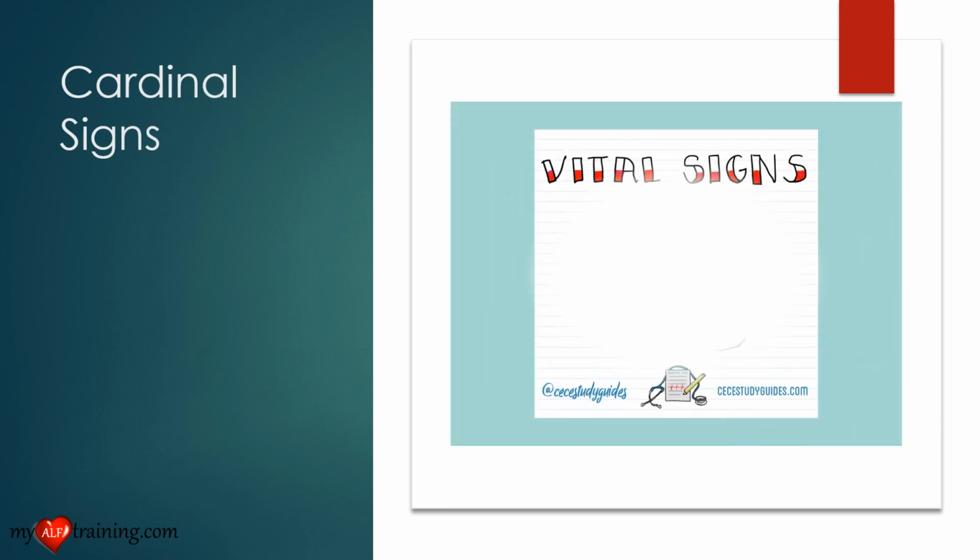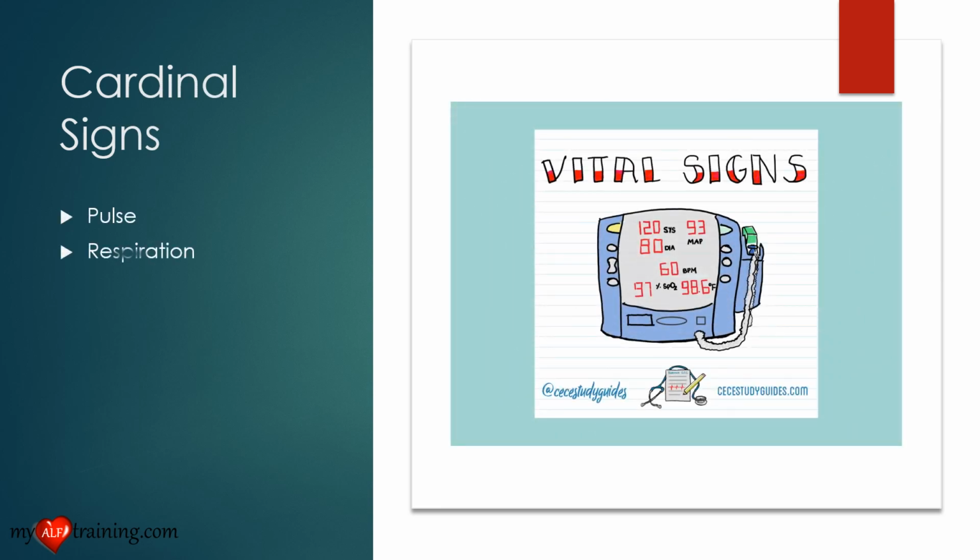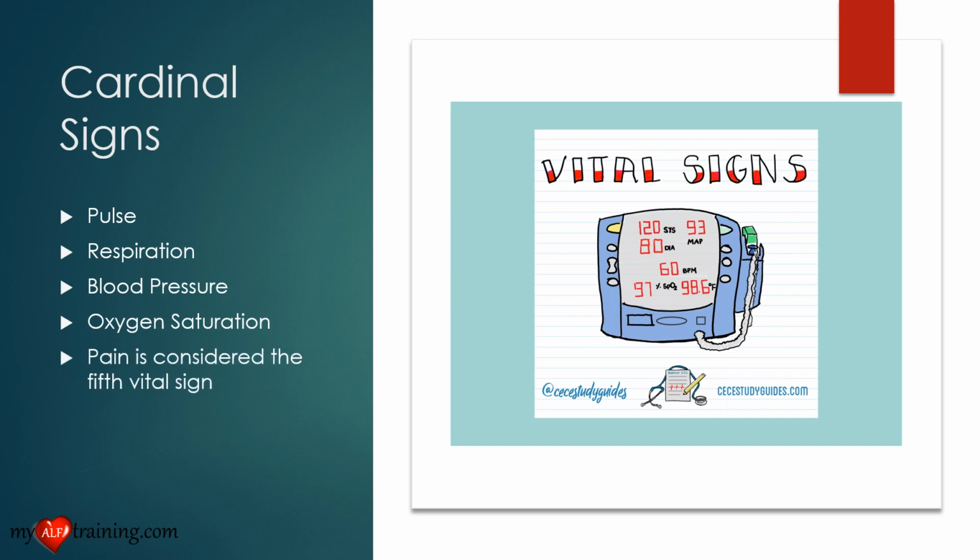There are 5 vital signs that are considered the cardinal vital signs. These include pulse, respiration rate, blood pressure, oxygen saturation, and pain, which is considered the 5th vital sign.